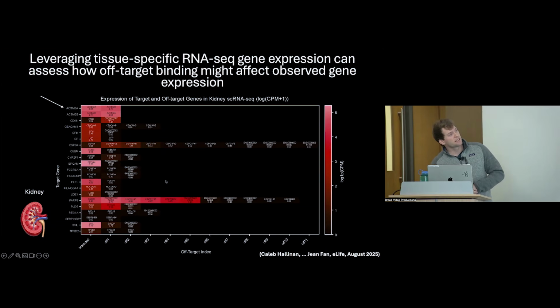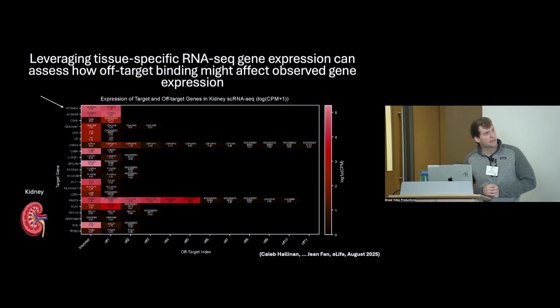So you can see genes like this, ACSM2A, that has high expression in the kidney, but also you can see its off target has very high expression in the kidney. So this is a gene I would look at and be like, oh, this might be an issue. Like you want to interpret this gene with caution in your Xenium data.